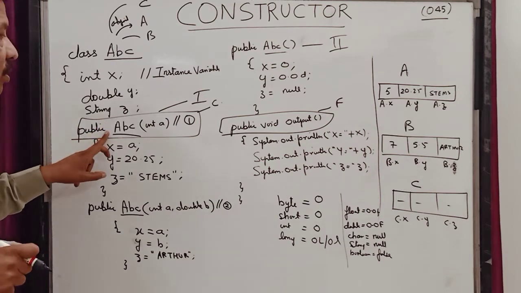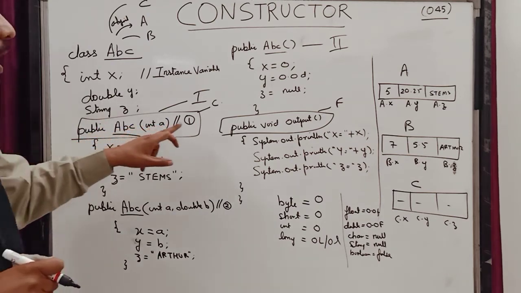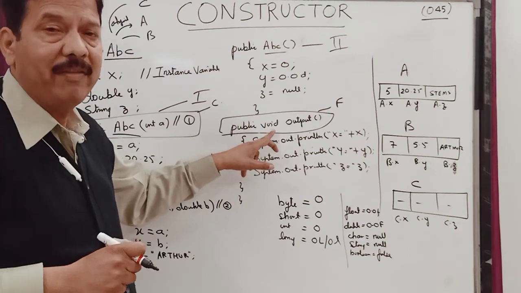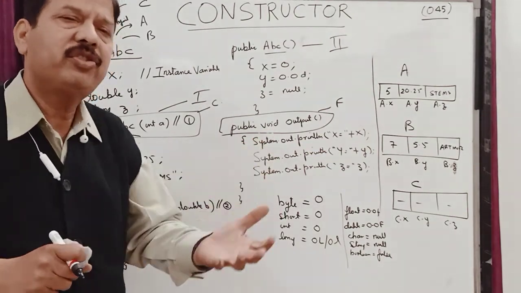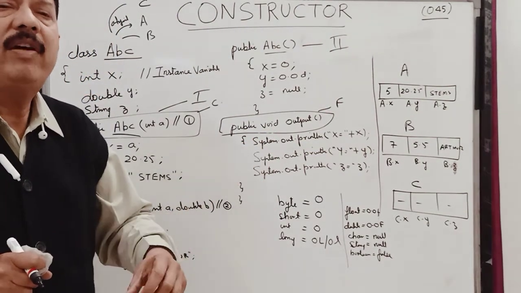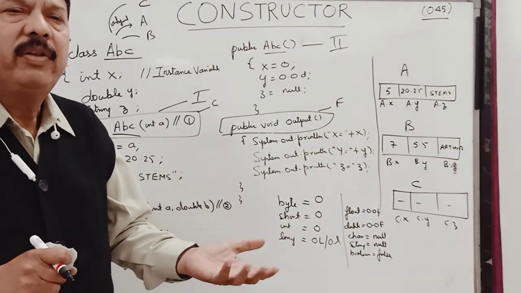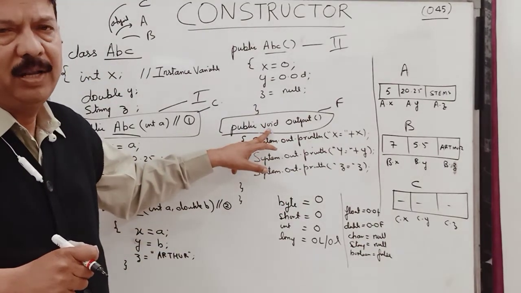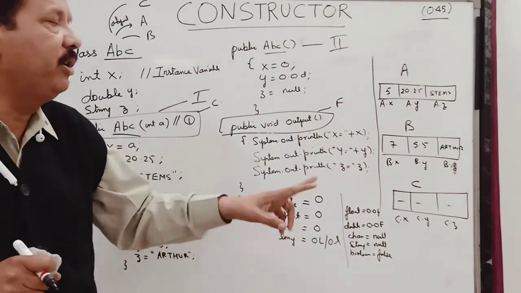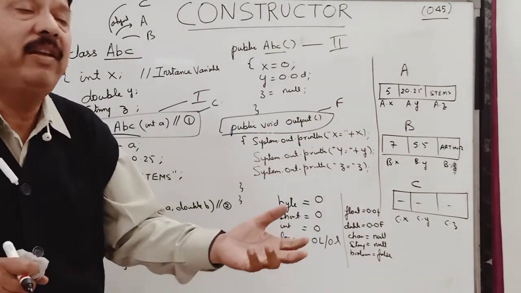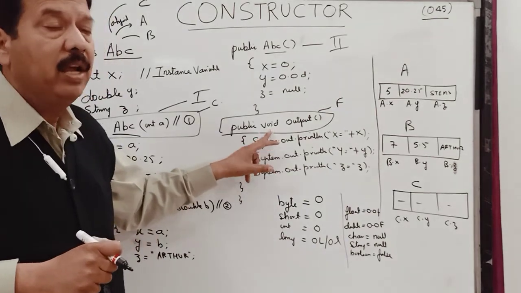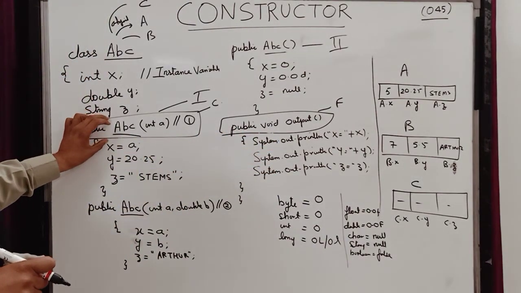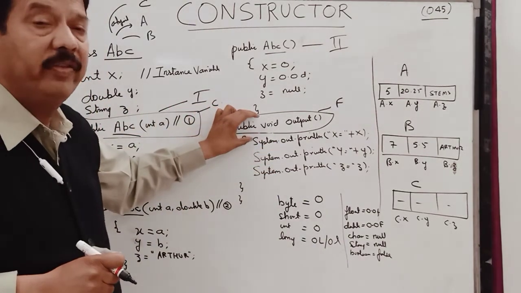The second difference is that a constructor does not have any return type, whereas a function has a return type, which is void over here. So all functions must have a return type. If the function is returning some value, say a double, then in place of void it should be double. If it is returning a character value, it should be character. If it is returning a boolean value, it should be boolean. So a constructor does not return any value, but a function returns a value.